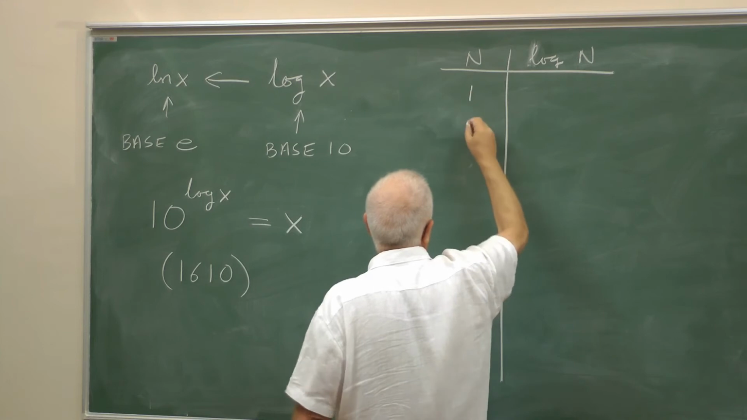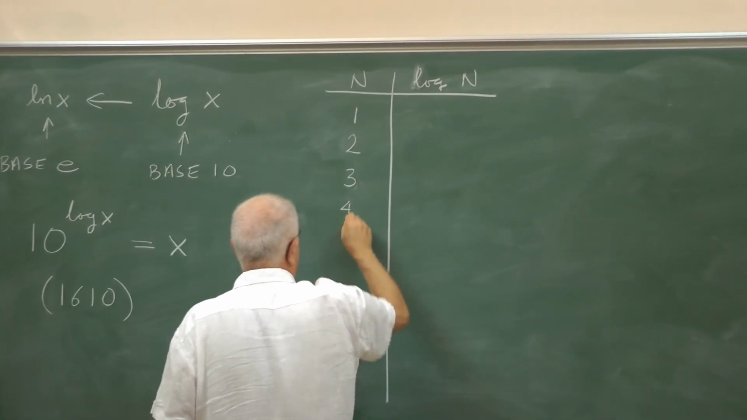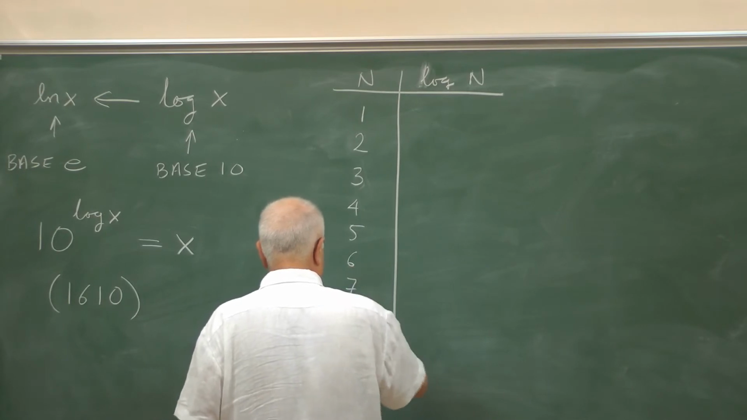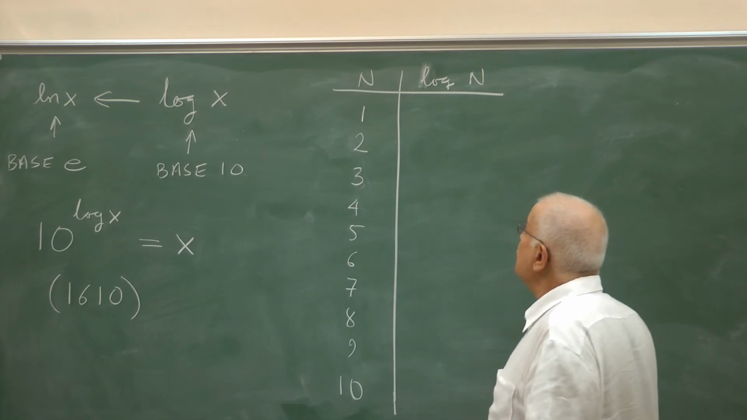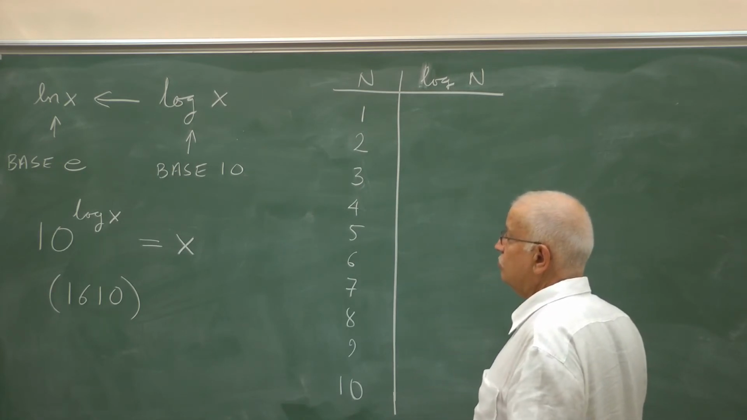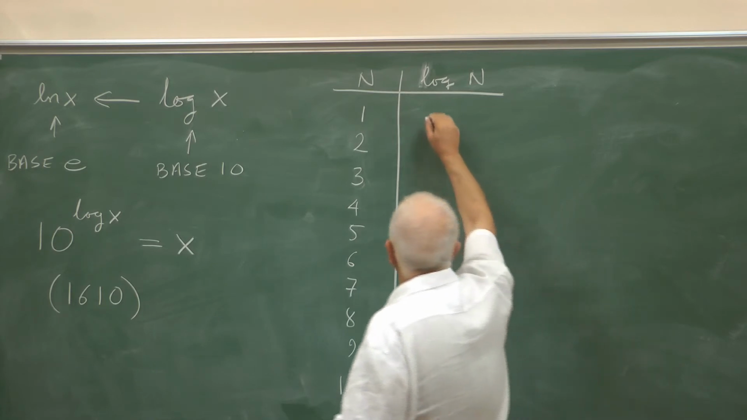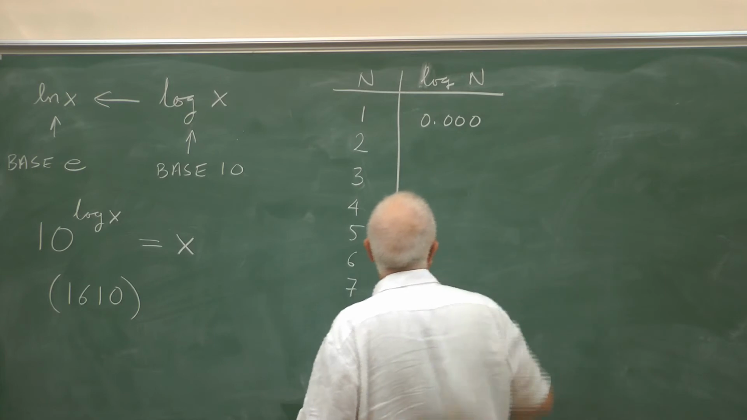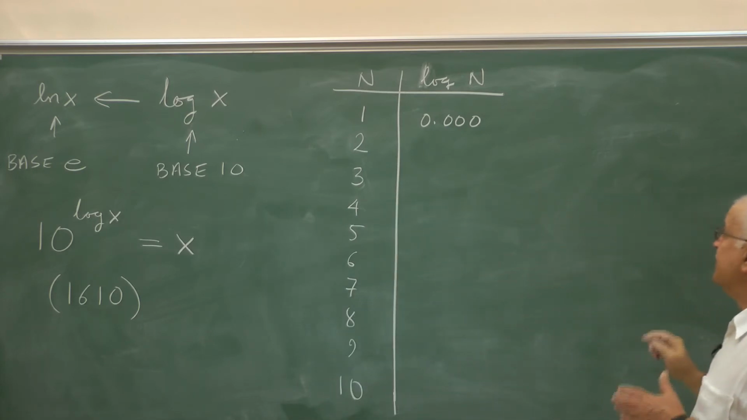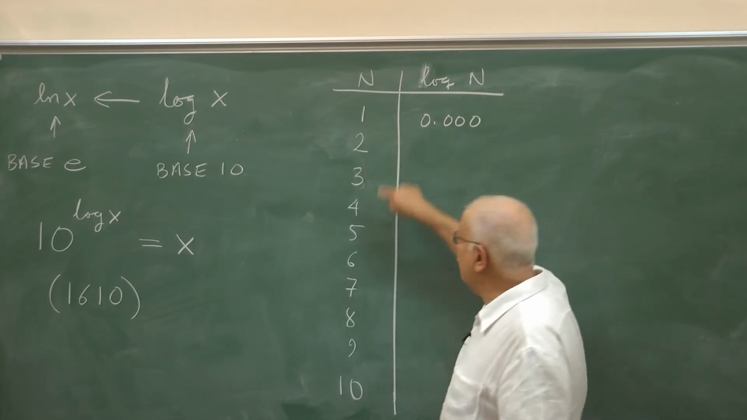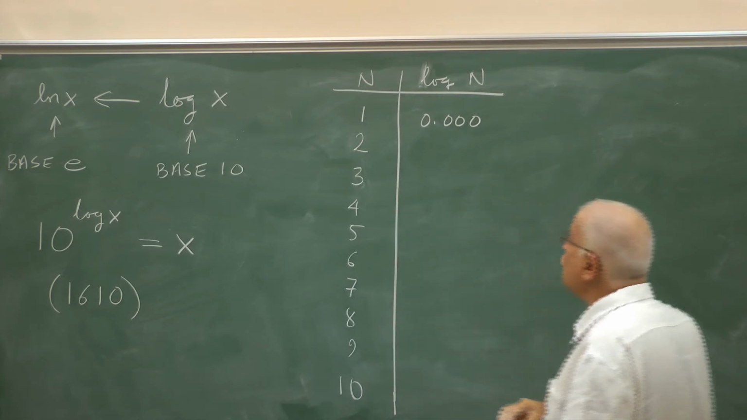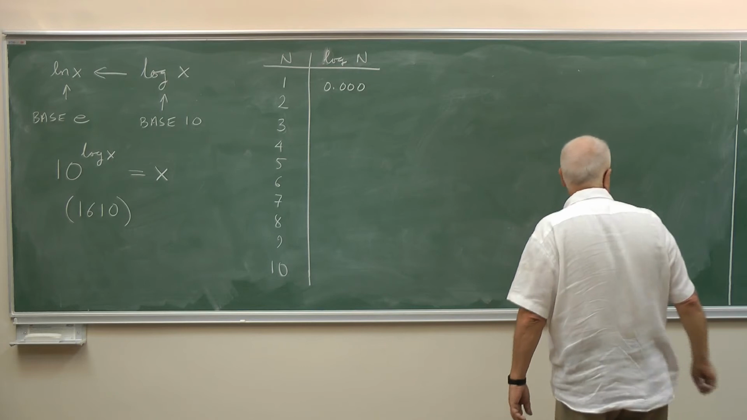N equals 1 is the trivial one. 3, 4, 5, 6, 7, 8, 9, and 10. Now, the logarithm of 1 is 0, because 10 to the 0 is 1. So let's do a 3 digits after the decimal point kind of thing, which brings us to 2. How about 2? You see, if I find 2, then 4 and 8 will be automatically calculated.